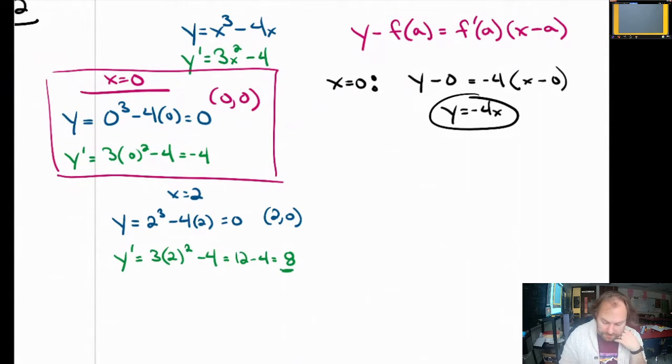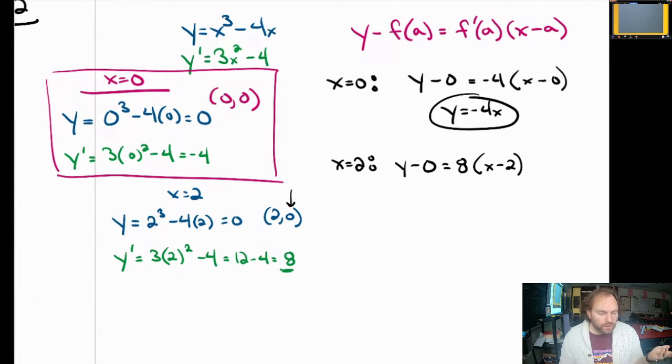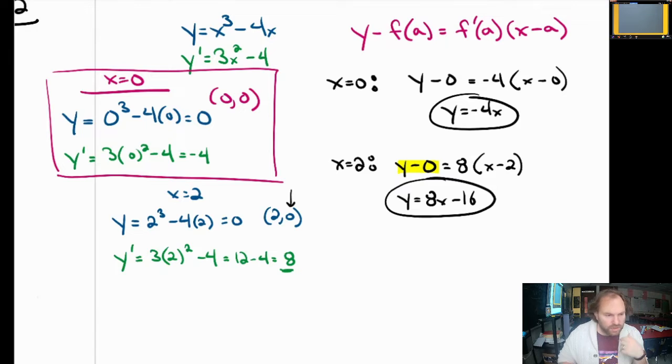So going up here, when x is equal to 2, the equation of our line will be y minus 0, again, equals the slope of 8 times x minus 2. And we don't have to worry about converting this into slope-intercept form because it basically already is, because of the y minus 0 on the left-hand side. So we have y equals 8x minus 16, and that is the other equation of that line.